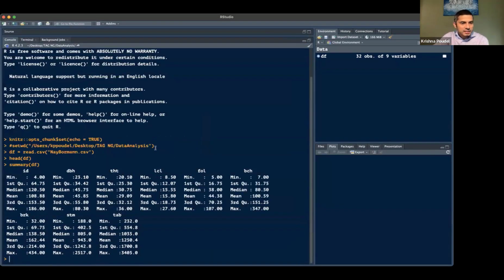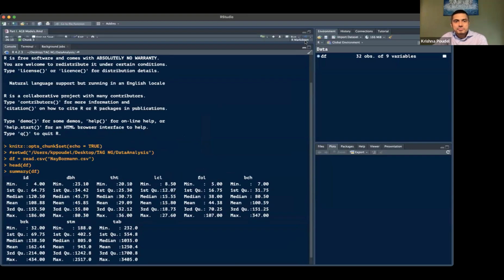We can see the summary of ID does not make any sense because that's just an arbitrary tree ID. For DBH, the minimum diameter was 23.1 centimeters and the maximum was 80.3, and so on. And we have similar summary statistics for other variables as well.